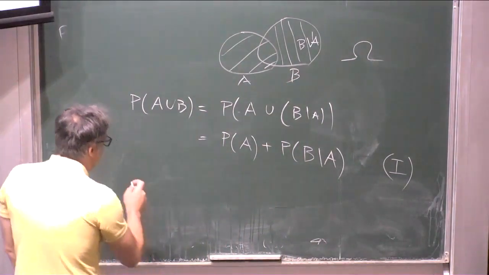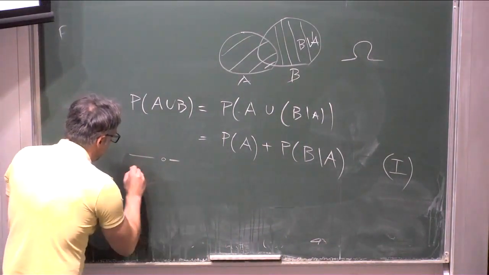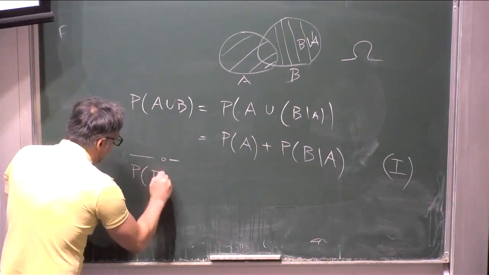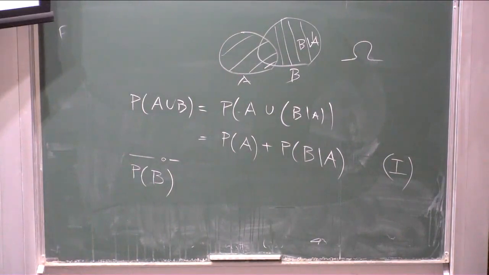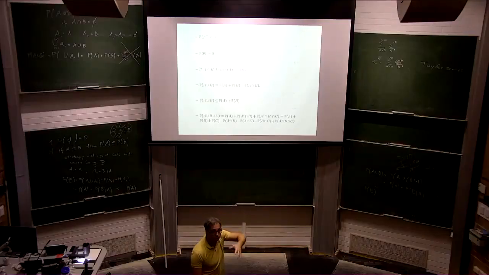So let's start a new equation. My starting point is the probability of B. How can I decompose B? Notice that the probability of B appears there, so I would be happy if I have something with the probability of B. I'm unhappy at this stage because I have this. This is true, but it's not as useful as that one.